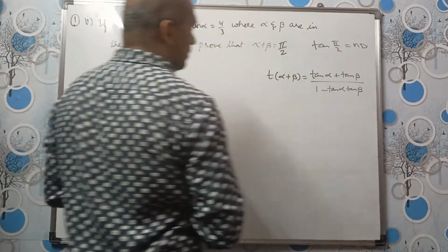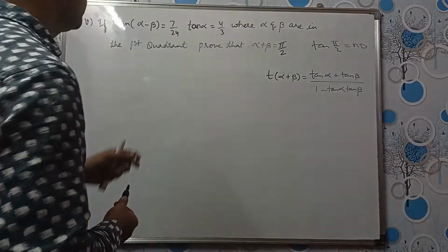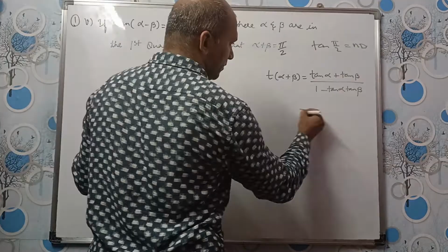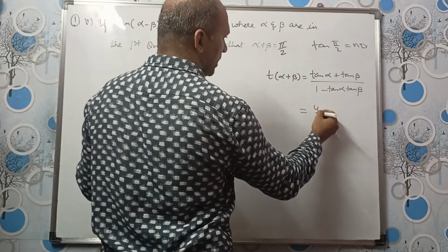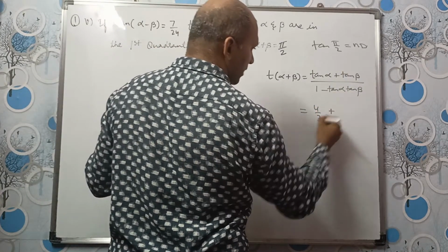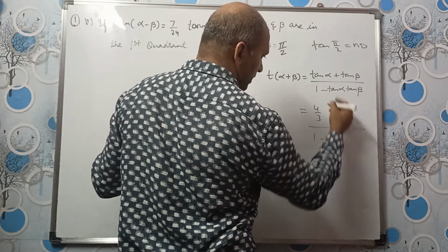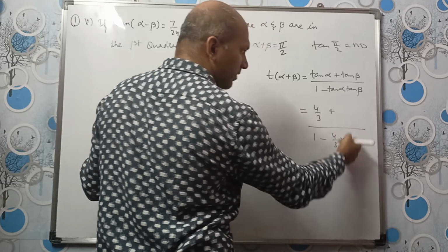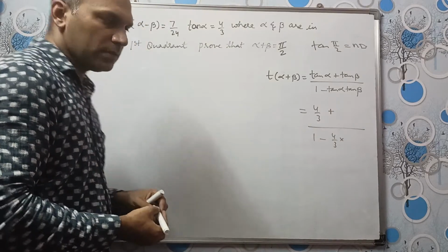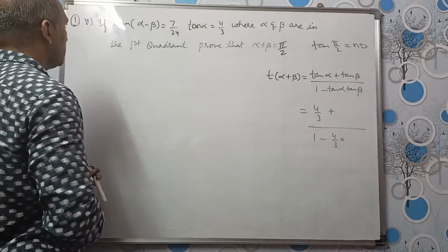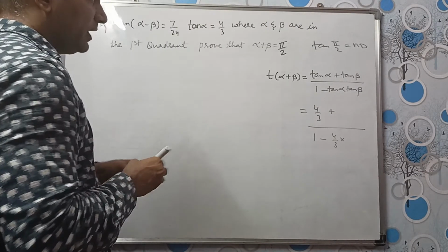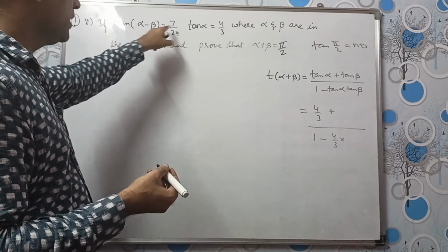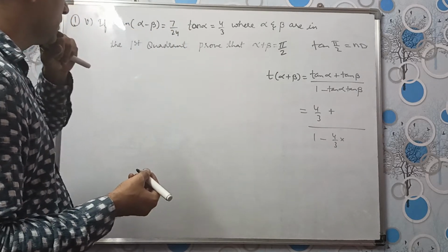Alright, so we need to find tan alpha and tan beta. Tan alpha is given. So tan alpha is equal to how much? It is 4 by 3. Tan beta we need to find. So 1 minus tan alpha 4 by 3 multiplied by, let us find tan beta value and substitute here. Let us check what we get. Okay, how should we find tan beta now? We are given tan alpha minus beta and tan alpha is given.